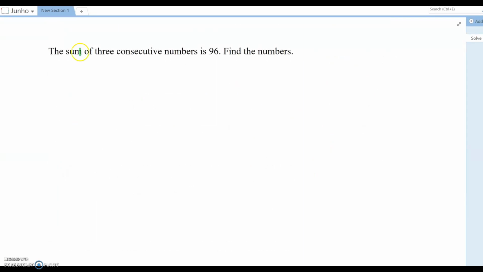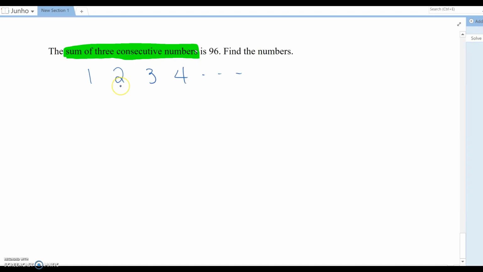The sum of 3 consecutive numbers. So before we practiced 2 consecutive numbers, but now it shows 3 consecutive numbers here. So let's review what a consecutive number is. Such as 1, 2, 3, 4 like that, right? Okay. Now 2 is 1 more than 1, but 3 is 2 more than 1.